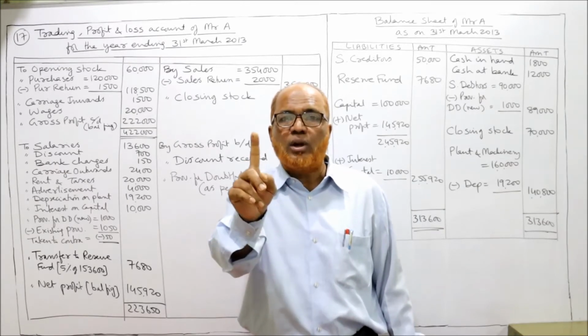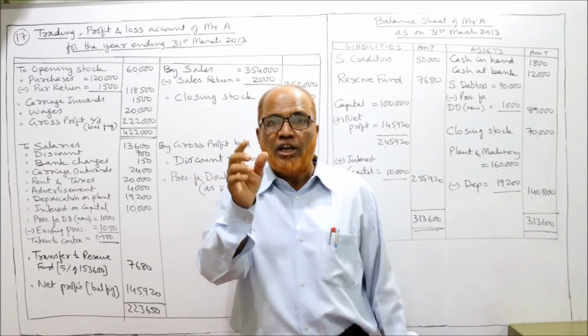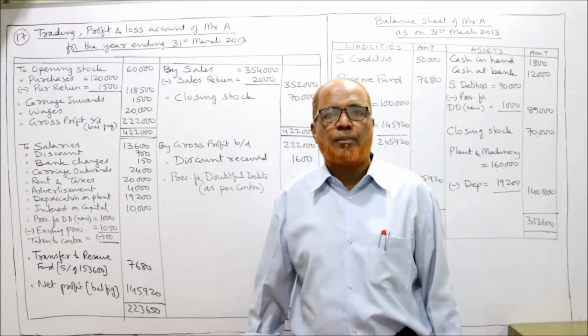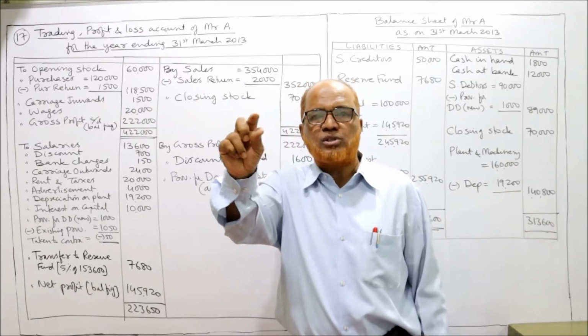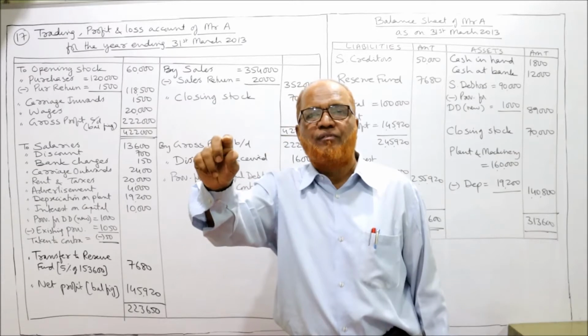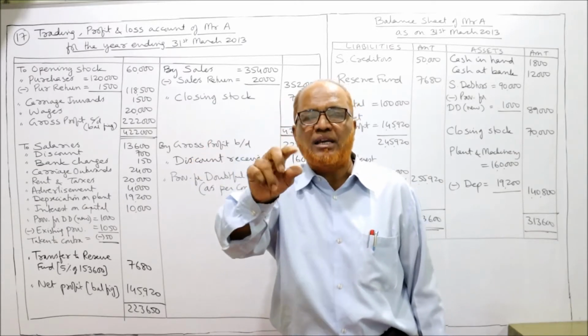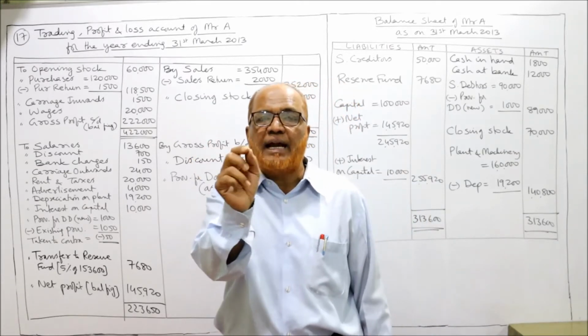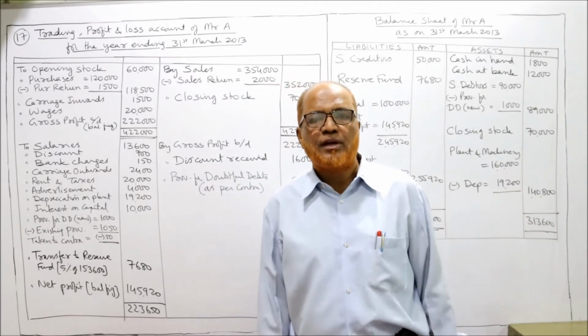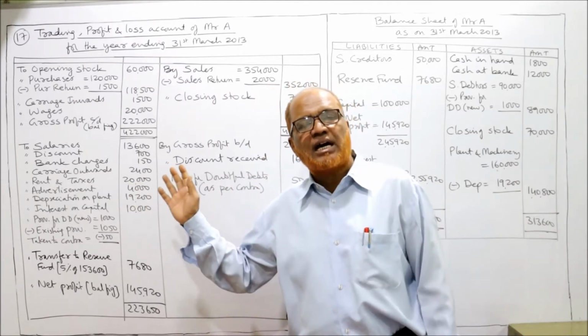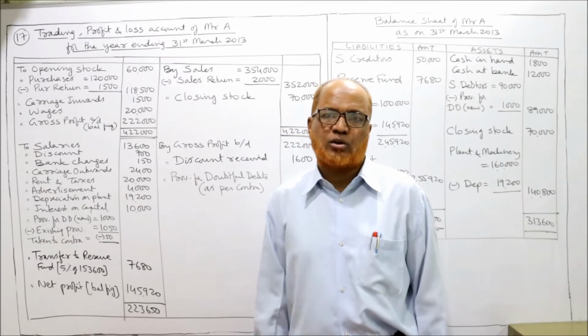New provision is only 1000. So new provision minus old provision. New provision 1000, old provision 1050. So 1000 minus 1050 is negative 50. So we will take that 50 on the credit side of P&L account.